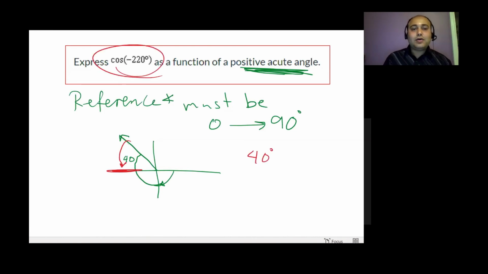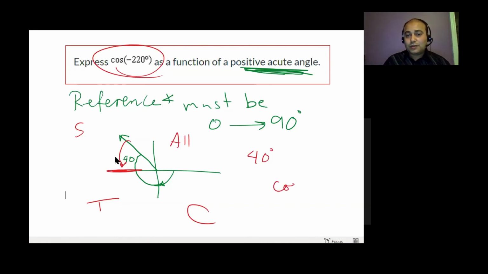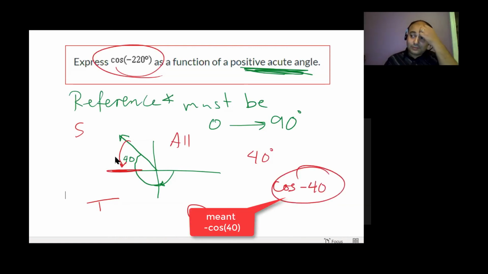Now let's find the cosine. Cosine in the second quadrant. All the students take calc. Which quadrant is the cosine positive? Cosine is positive in quadrant 1 and quadrant 4, the first and fourth quadrants. But cosine in the second quadrant is negative, so the answer is supposed to be cosine negative 40. They're both the same thing.